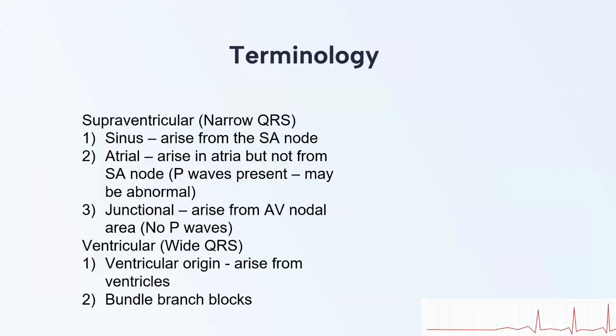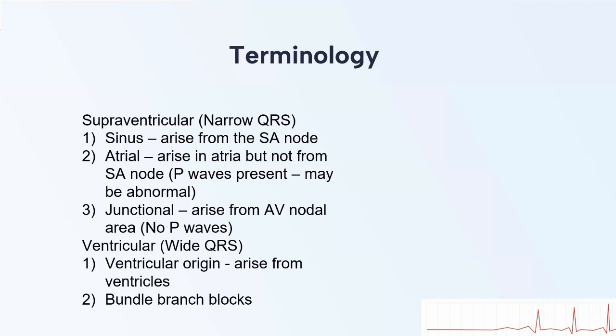So just some basic terminology. Dysrhythmias we generally divide into two: they can either be fast or slow. Fast would be a rate of more than 100 beats, which are tachycardias, and slow would be a rate less than 60, which are bradycardias or bradydysrhythmias.